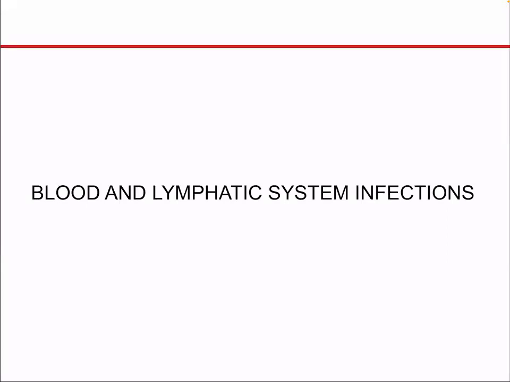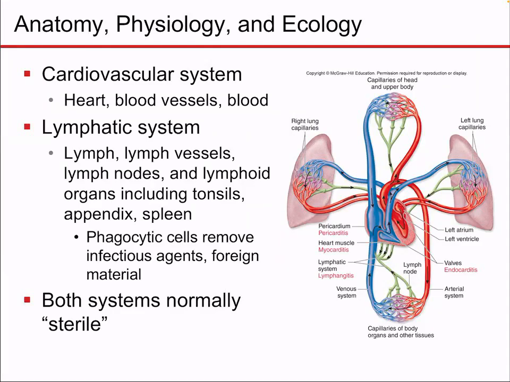Infections that target blood and lymphatic system. So the lymphatic and cardiovascular systems are the two major systems responsible for moving fluids around our bodies. They work together to make sure that our tissues get what they need, all the nutrients, for example, but also they get rid of what they don't need, waste of the metabolic processes.